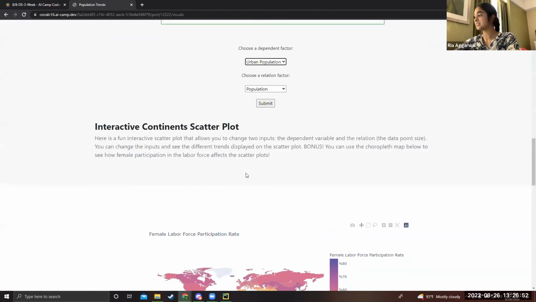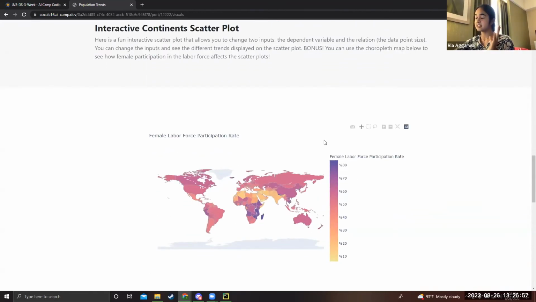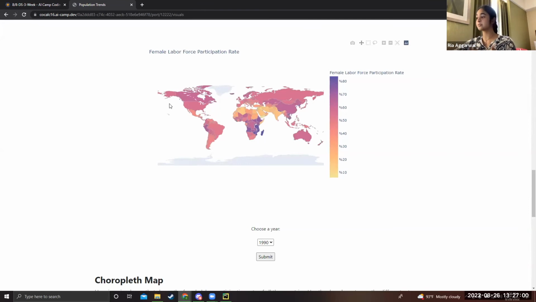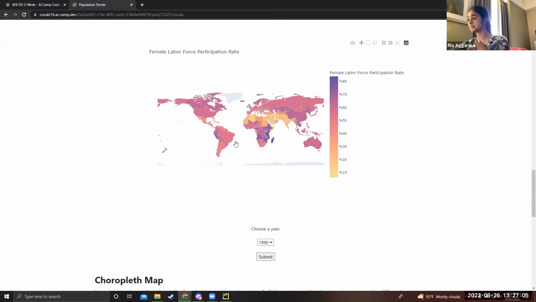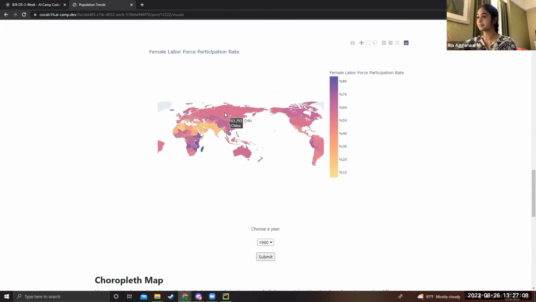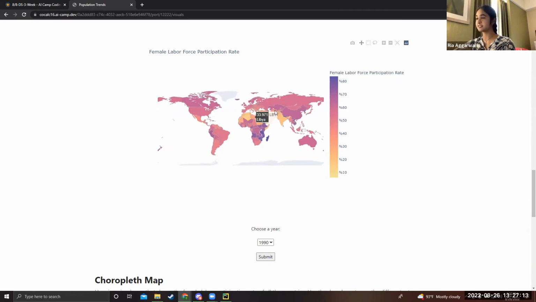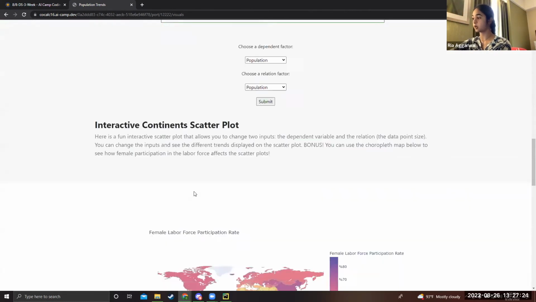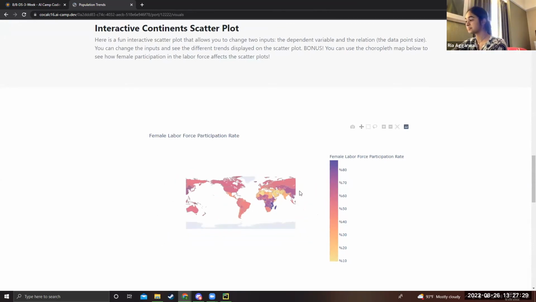And here's a fun bonus. We use a chloropleth map of the female labor force participation rate because the more females that work in the labor force, the lower the fertility rate goes, because if more females are spending more time working and not having enough time to take care of children, they will produce fewer children. And if you select different years from the 1990s all the way to present, you can see how as more continents have more women working, the lower the fertility rate goes, and you can check that on the scatter plot above.